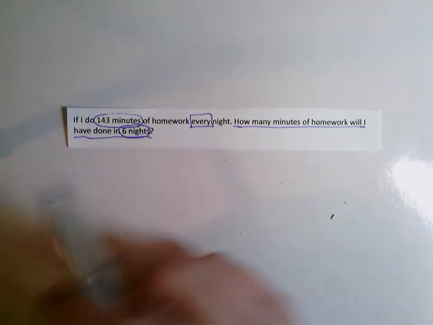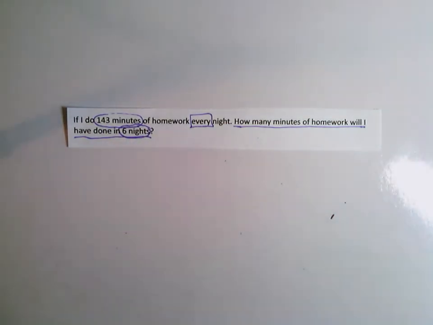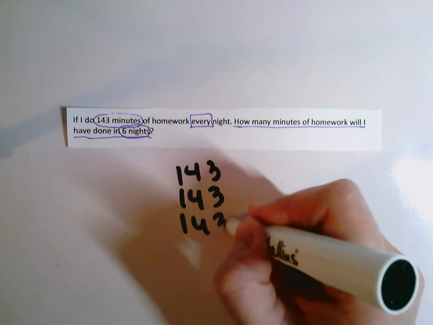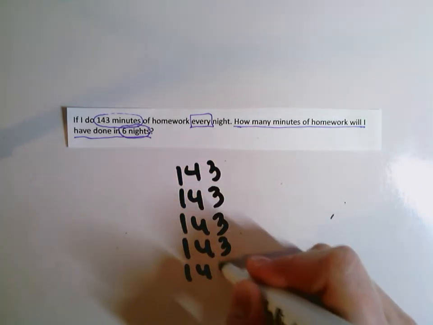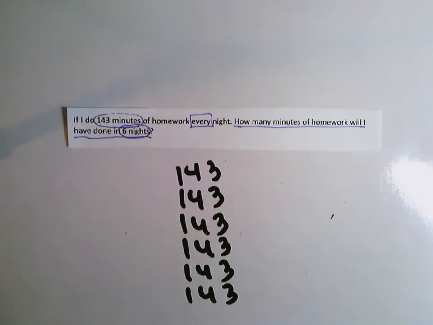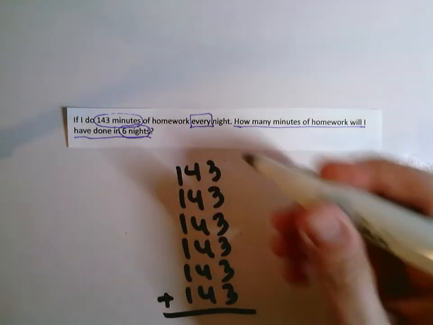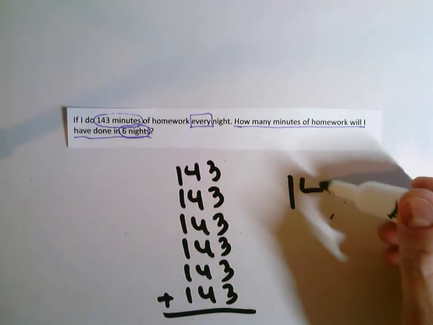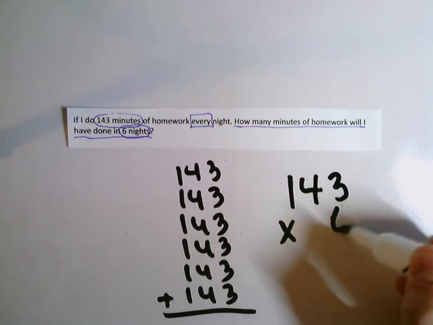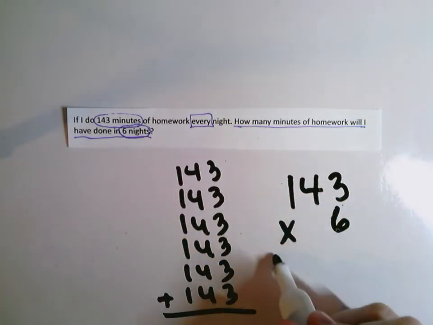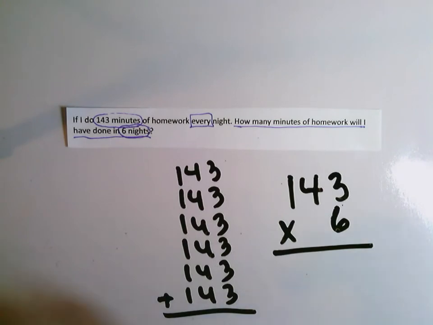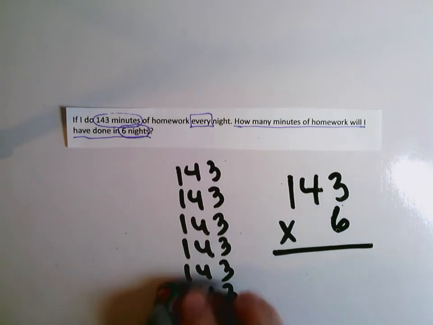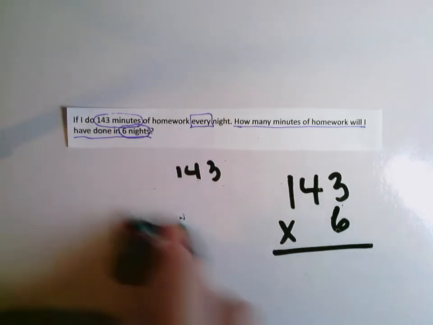If I wasn't thinking, I could do 143 plus 143 plus 143, 6 times. I could add it all together 6 times, like that, repeated addition. But instead of doing that 6 times, I can do 143 times 6. You hear the word times in both of those, right? That's where we get the word times from when we're talking about multiplication. Instead of adding this 6 times, I'm just going to multiply 143 times 6 to find out how many minutes of homework I will have done in 6 nights.